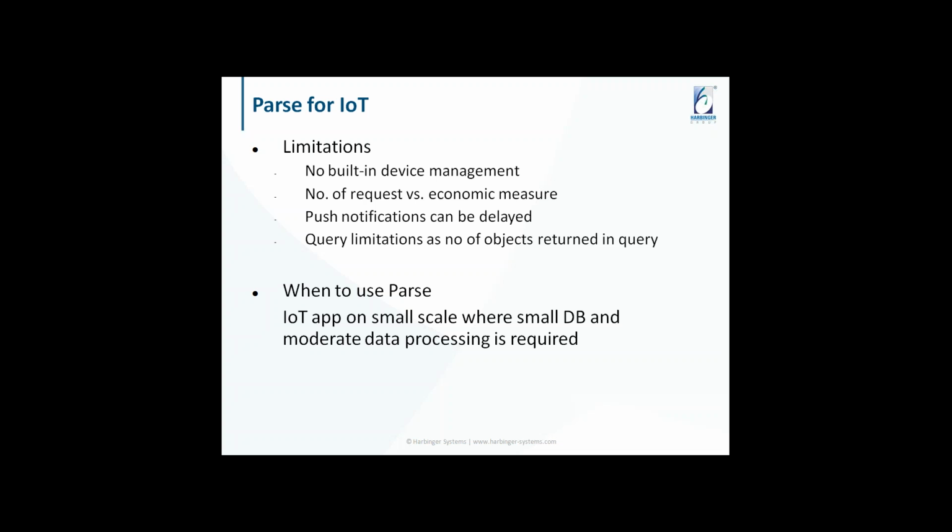The third limitation which we have observed in Parse is that push notifications sometimes get delayed. You should take due care of this when real-time action needs to be taken, because in real time you might get these notifications 10 to 15 minutes late. Lastly, we have observed limitations on the maximum number of objects returned via queries. So when querying the Parse database, you can typically get a maximum of around 1000 records at a time. So you need to program in that way.